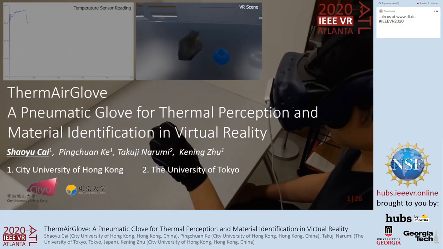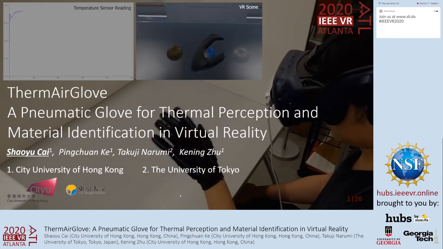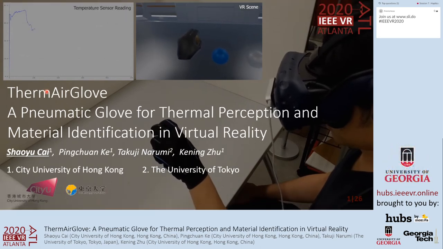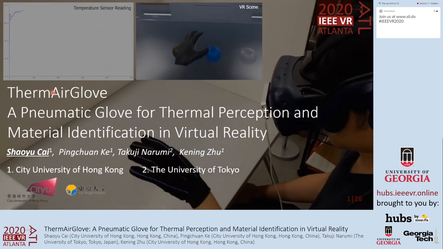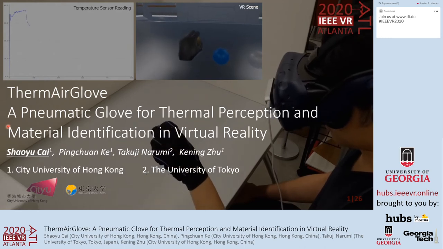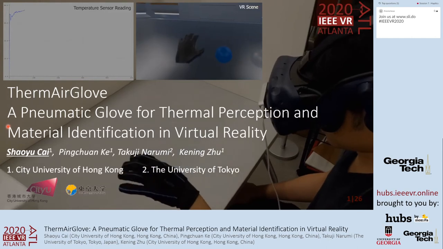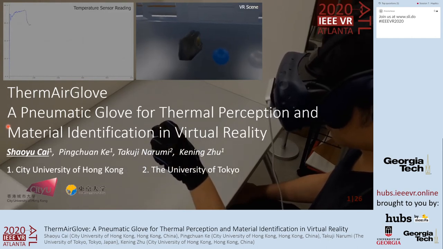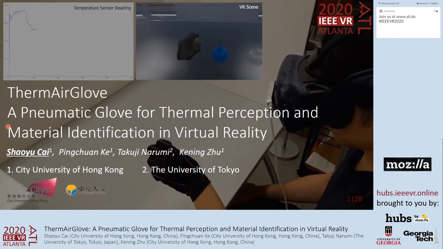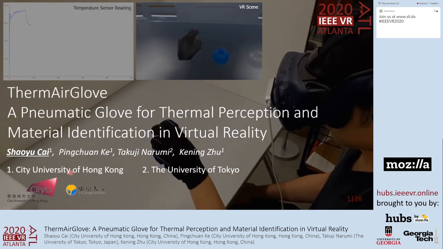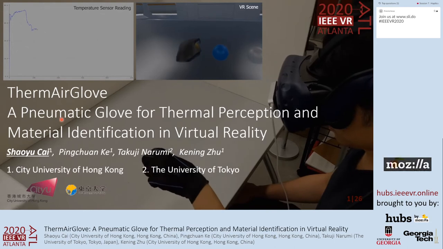Hello, everyone. I'm Xiaoyu Kai, PhD student from the School of Creative Media, City University of Hong Kong. I will present our recent work, ThermAir Glove, a pneumatic glove for thermal perception and material identification in virtual reality. ThermAir Glove can provide controlled thermal feedback to support material identification in virtual environments and improve immersive experience in VR. This work was done by City University of Hong Kong and the University of Tokyo.